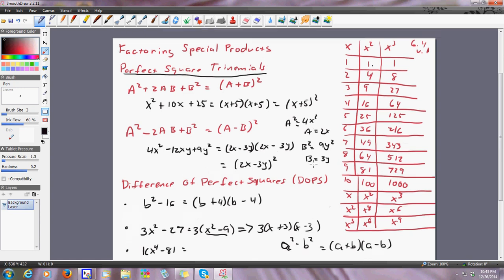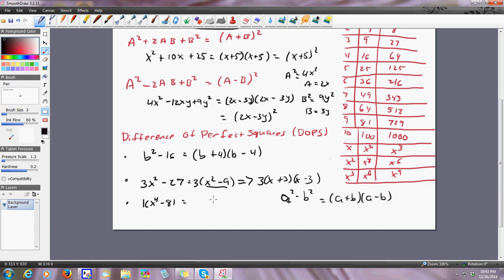And my last one is a real doozy. Check this out. 16 is a perfect square, x to the fourth is a perfect square, and 81 is. Now I'm going to get 4x squared plus 9, 4x squared minus 9. This is no longer the difference of perfect squares, but it is a factor. This, however, is the difference of perfect squares again. So I'm going to keep my 4x squared plus 9, because like I said, I can't do anything with it. Square root of 4x squared is 2x. Square root of 9 is 3, so it's going to be 2x plus 3, 2x minus 3.